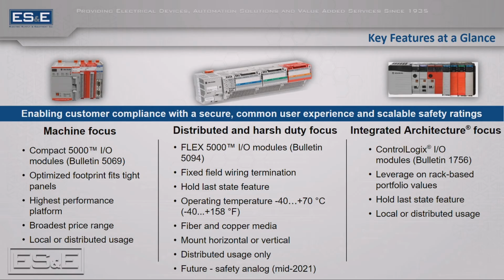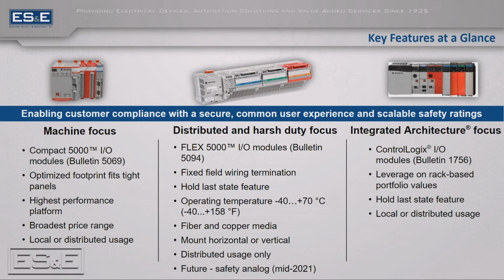The 5069 is high performance, so it gives you gigabit speed across the network, and it uses Ethernet communications on its backplane to get the safety diagnostics information back to the controller as quickly as possible. So it is really designed for that machine focus or small footprint area where you don't have a lot of room, but you need to get some safety IO in there. The Flex 5000 IO is really geared towards our distributed applications. It is our most versatile line of safety IO, and it has the ability to go into more harsh environments with extreme temperature applications.